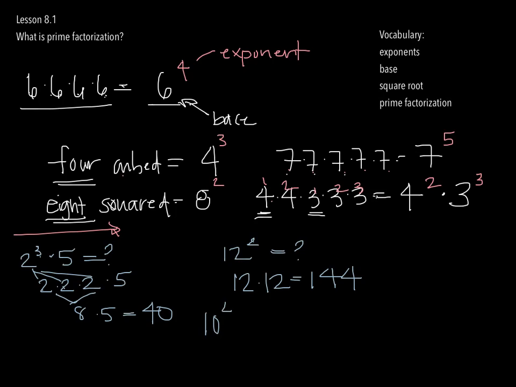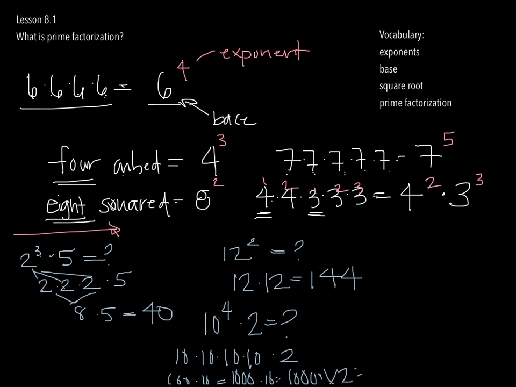Now, here's a bigger problem. 10 to the fourth power times 2 is equal to what? I'm going to take 10 times 10 times 10 times 10, and multiply all of that times 2. 10 times 10 is 100, times 10 is 1,000, times 10 is 10,000, times 2 is going to give me 20,000.